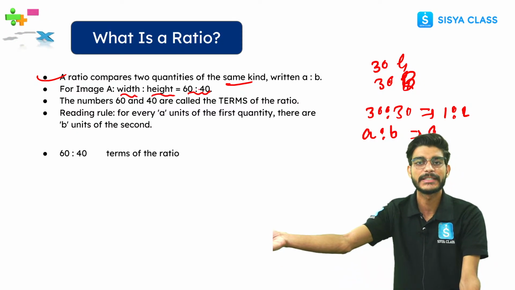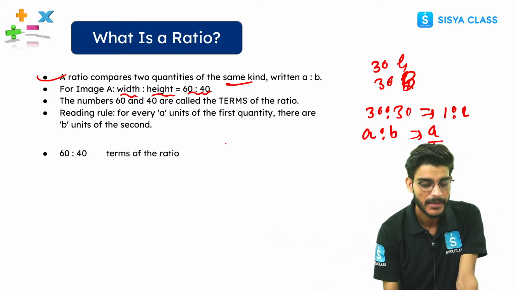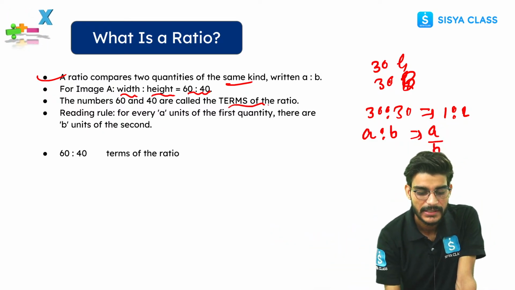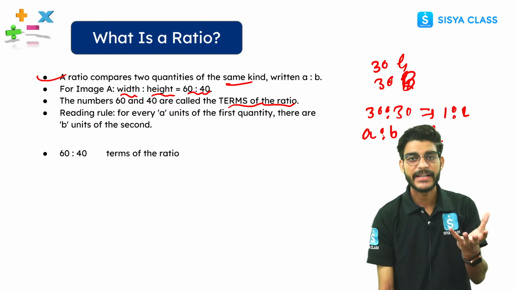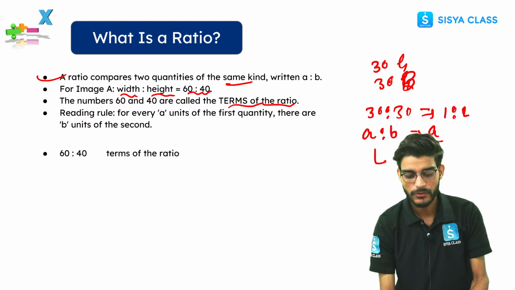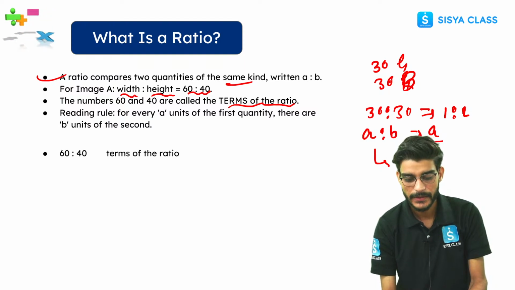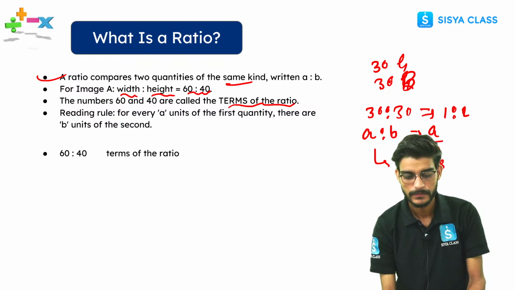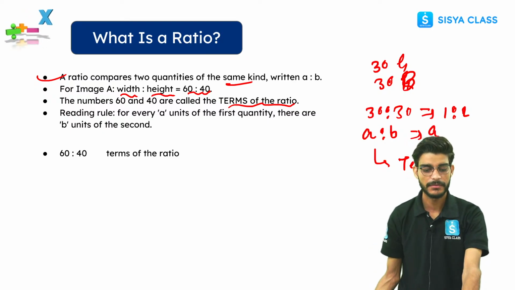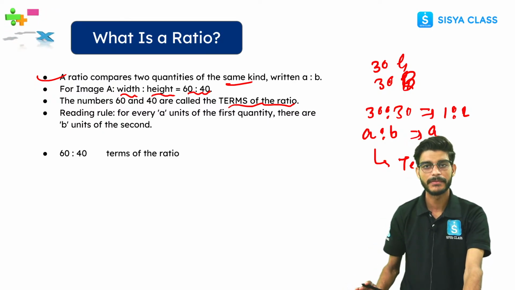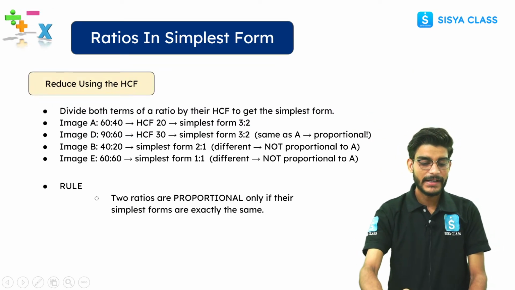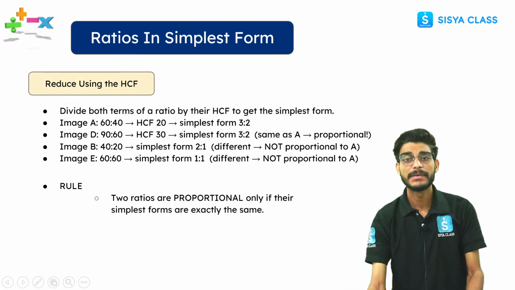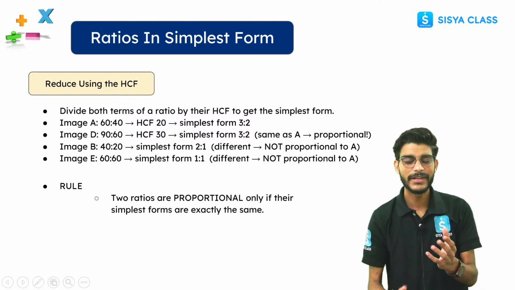This is the way to represent any ratio, right? The numbers 60 and 40 are called the terms in the ratio. Like here, A and B, what do they represent? In the ratio, A and B are simply called the terms of the ratio. Terms of the ratio, clear? So the ratio is clear to you. Basically it helps in comparing two quantities, right? Now let's come to ratios in their simplest form.